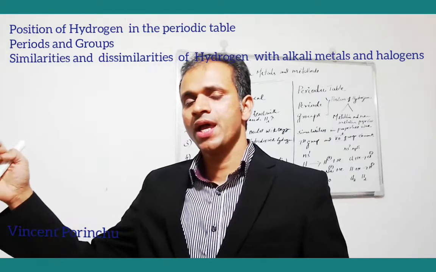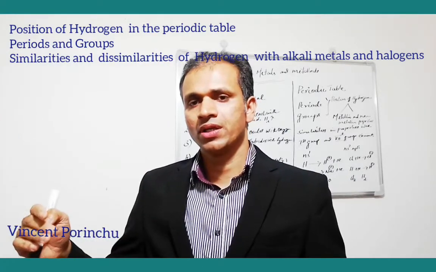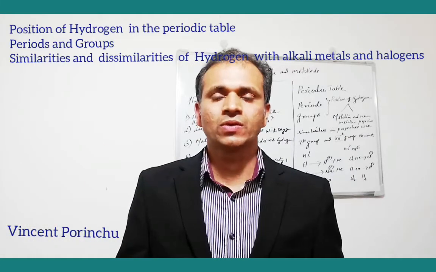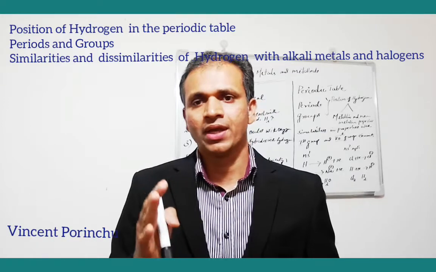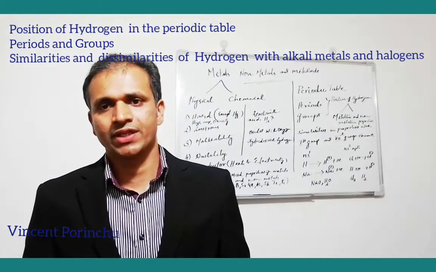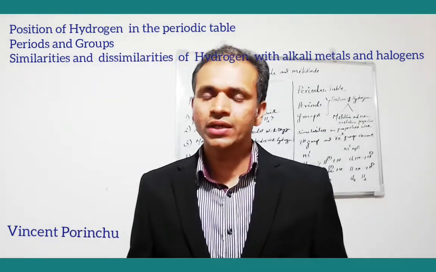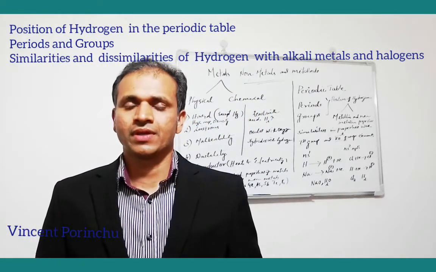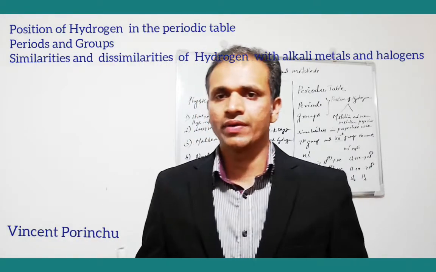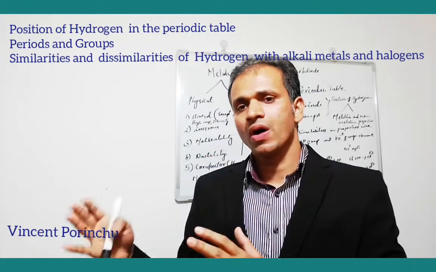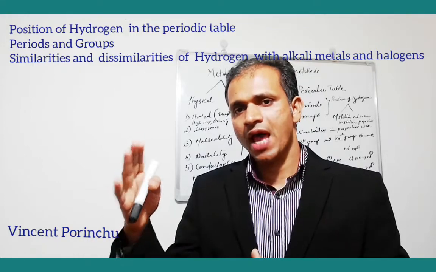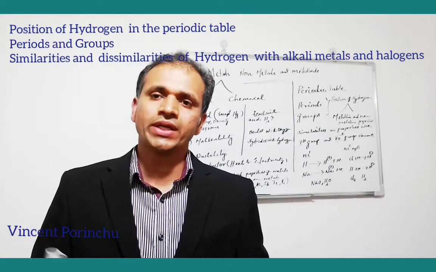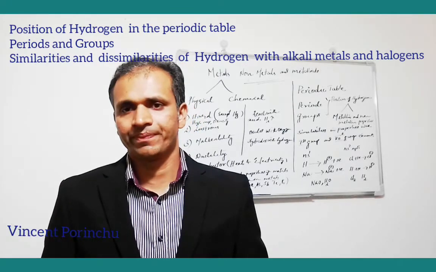If you go to the extreme right end of the periodic table, the last group is the noble gases, and just before that there is the seventh group, known as the halogen group. Here we can see all the halogens: fluorine, chlorine, bromine, iodine, and so on. All these elements have the same chemical properties. That's why they are placed in the seventh group.